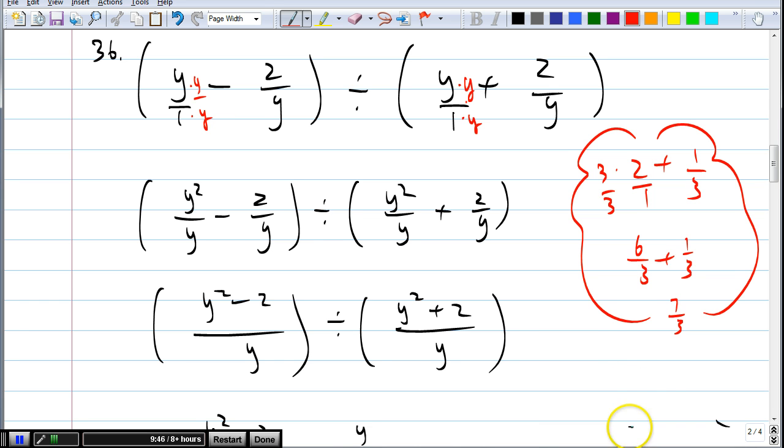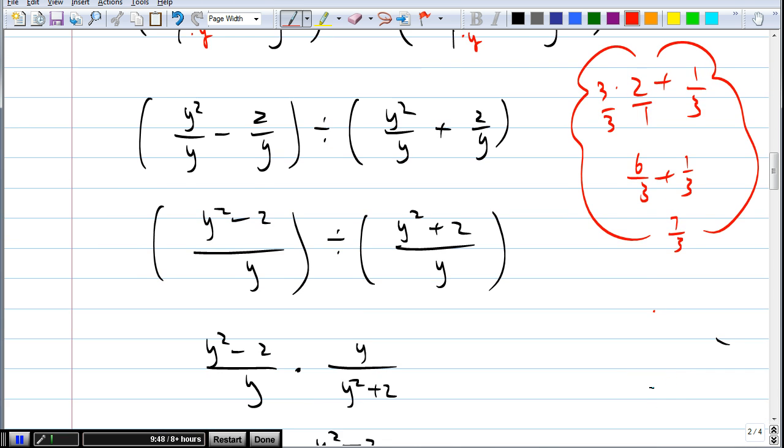Exactly. Times y over y squared. So this is what we get. Do you see how I changed the division into multiplication and rewrote its reciprocal? Then, how do I multiply these together? Well, before I do, guess what?